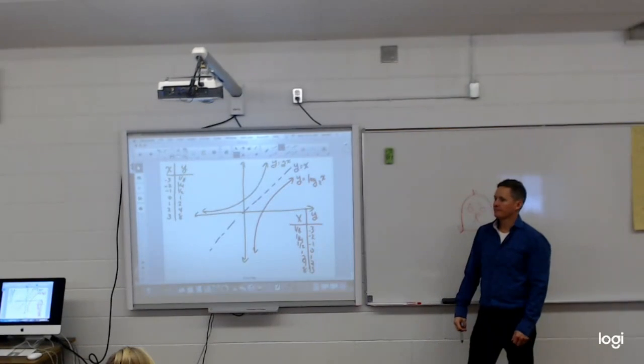So how do you get the base of 2 on your calculator? How do you go log? You can't. So it's just log, so just use it as base 10. Okay, so it's just log.